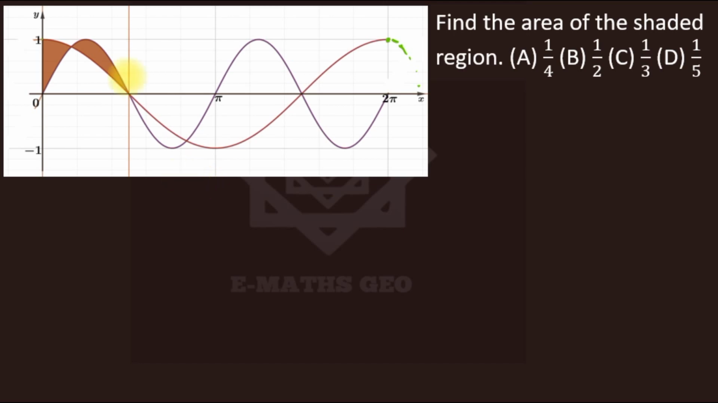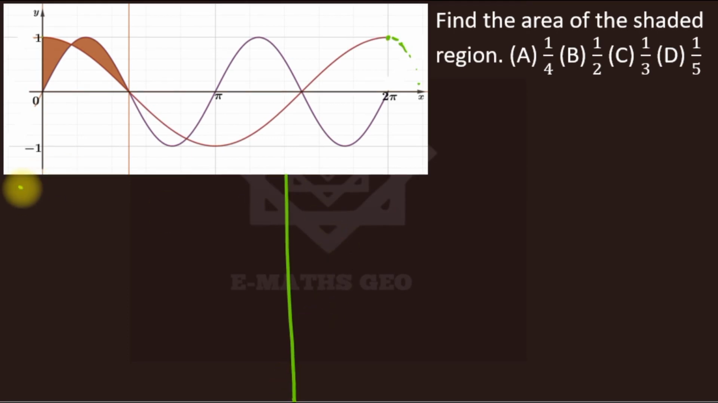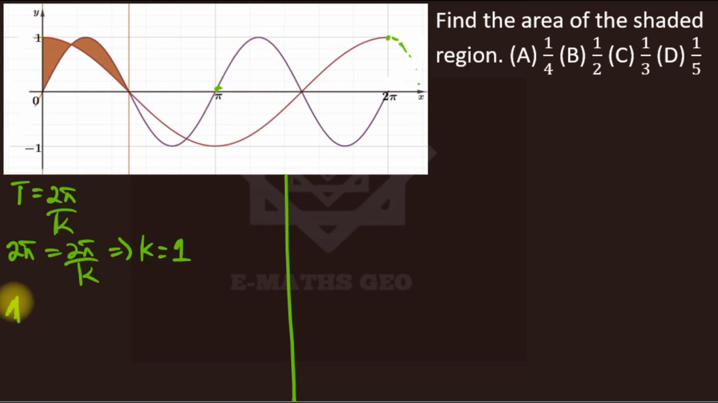So you see that T equals 2 pi over k. For cosine, the period is 2 pi, which is 2 pi over k, so k is 1. But for sine, if you notice, it starts from here and ends here before starting again. The period is pi, so 2 pi over k gives k is 2.